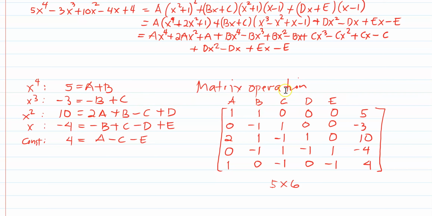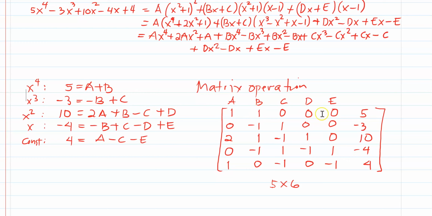So to do the matrix operation, first we are going to arrange our variables in columns. So we have A, B, C, D, E, and then the constant or the value on the other side will be the last column. Okay, so for the first equation, 5 equals a plus b, the coefficient of a is 1, the coefficient of b is also 1, and there is no c, no d, no e, so c, d, and e will be zeros.